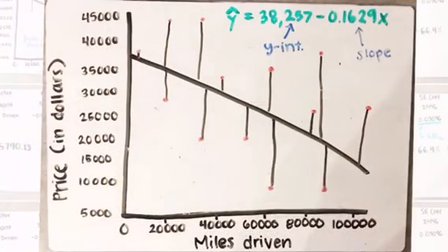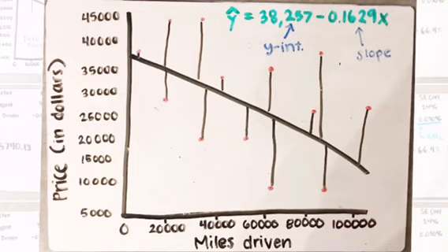Lastly, we will interpret the slope, y-intercept, and residuals from a least squares regression line. The explanatory variable in the least squares regression line shown is miles driven, and the response variable is price in dollars. The general interpretation of slope is, for each additional explanatory variable, the predicted response variable will increase or decrease by blank.